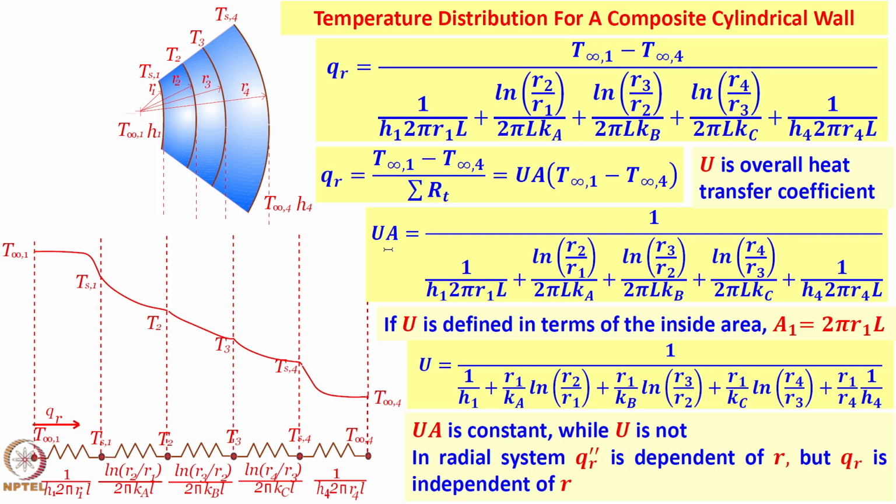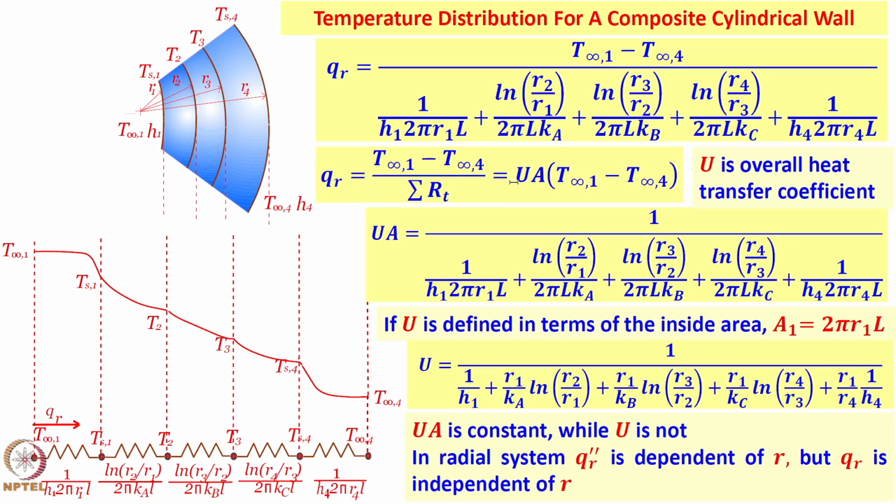UA is a constant. Why? Because the summation of RT is a constant. Everything here is a number, and once I fix H1, Ka, Kb, Kc, R1, R2, R3, R4, H4, this is all a constant. So, one thing which I need to remember is, given a system, if all the dimensions are fixed and the heat transfer coefficients are fixed, the total thermal resistance is a constant. So, the reciprocal of a thermal resistance, which is U times A, is also a constant.